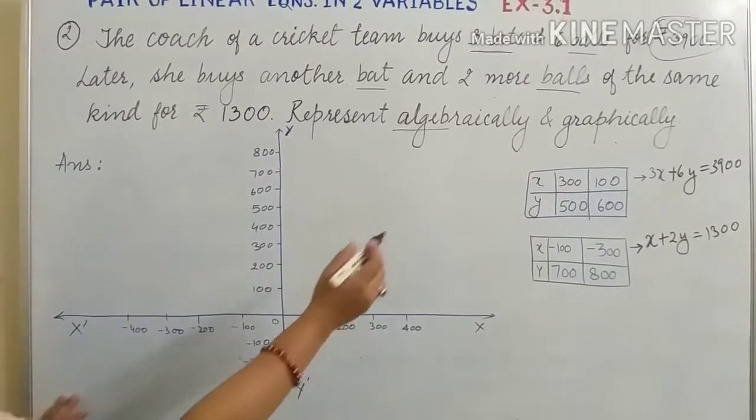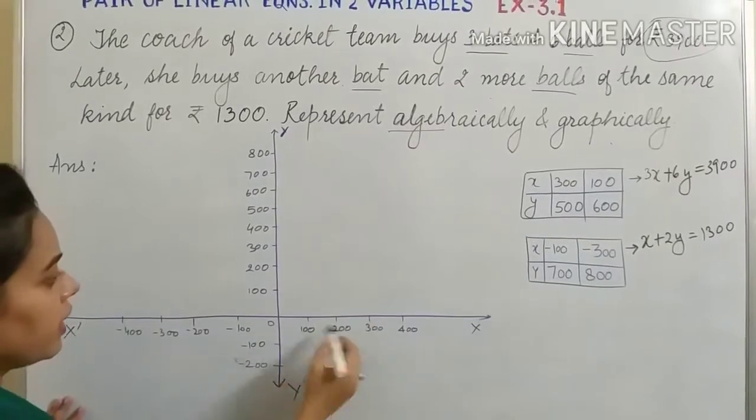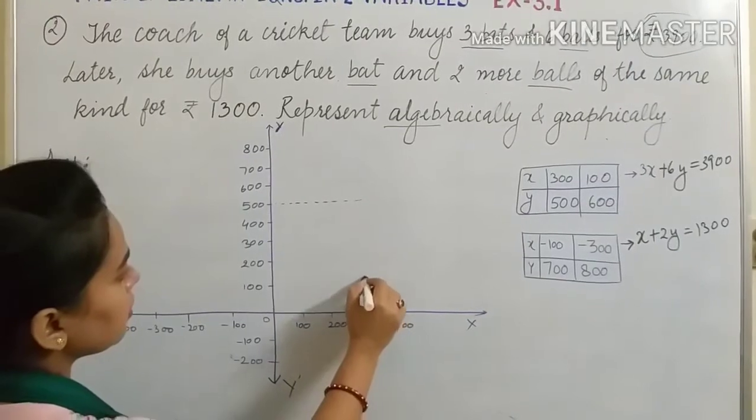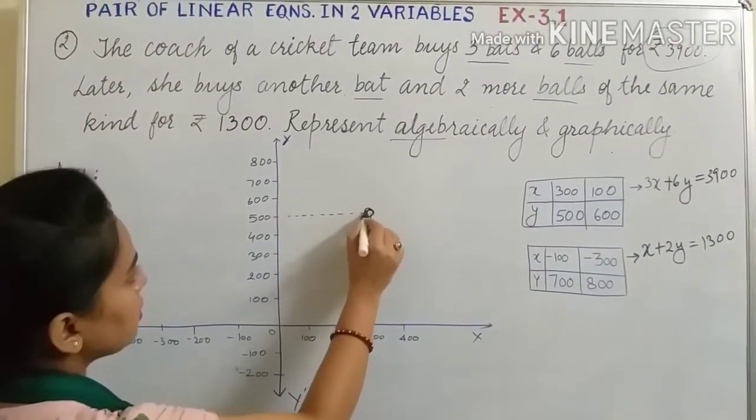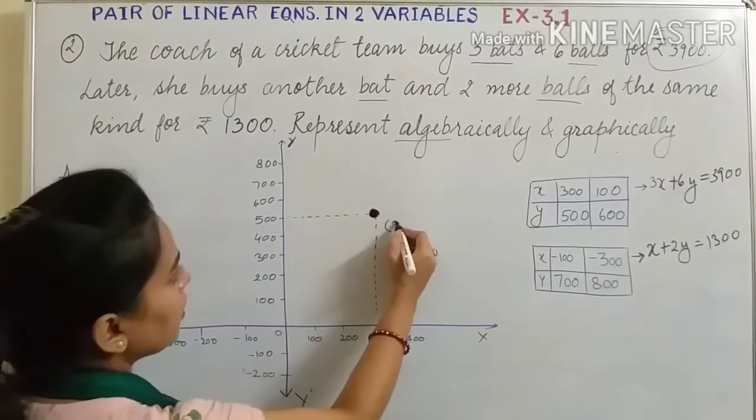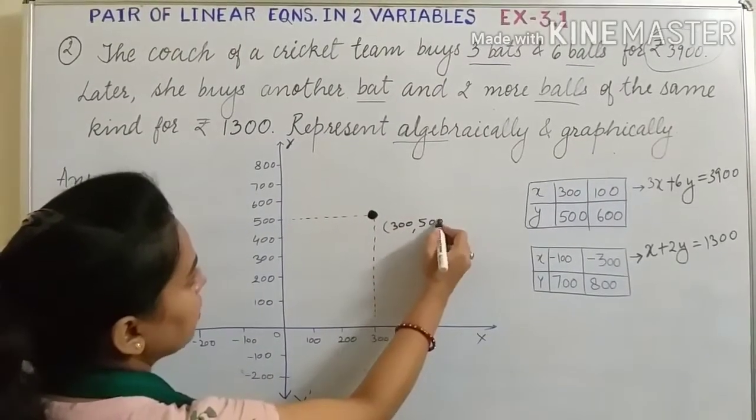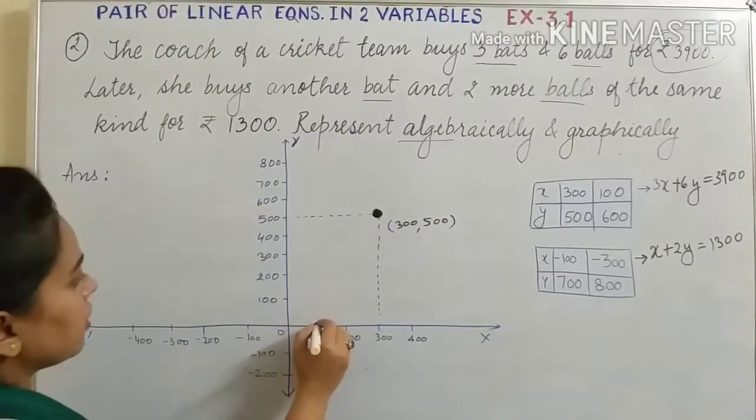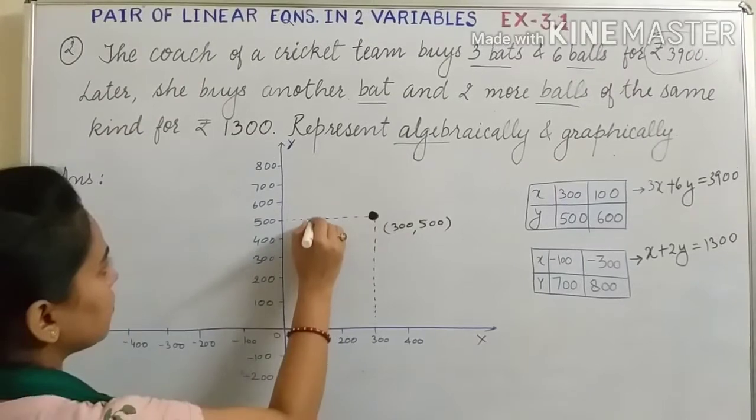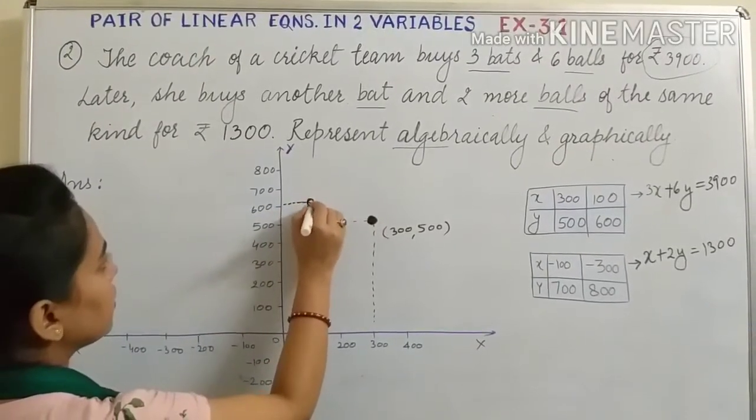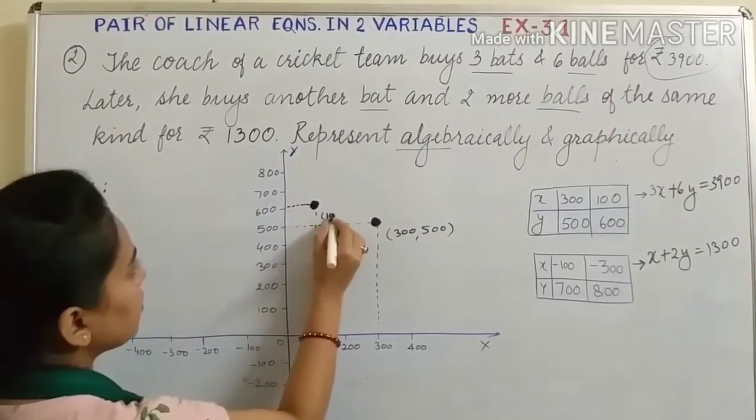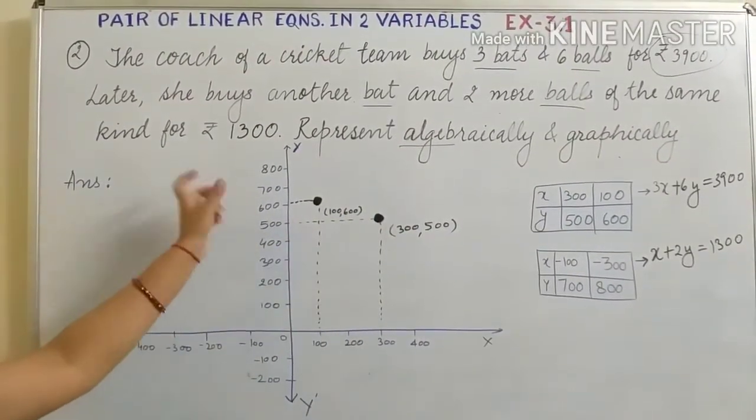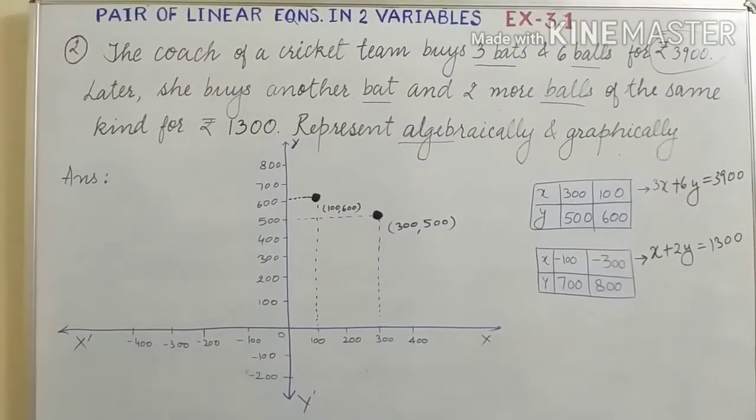So let's plot. The first is for x 300, y is 500. So let's make the perpendicular distance. This is the point 300, 500. Second point is x 100 and y 600. Okay, now we have plotted both the points, and now we will draw a line joining these 2 points.